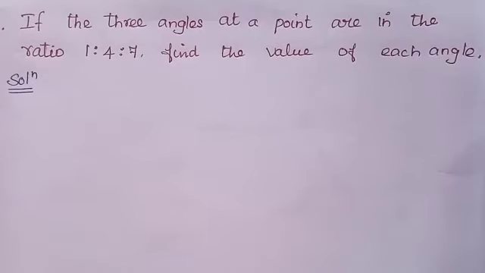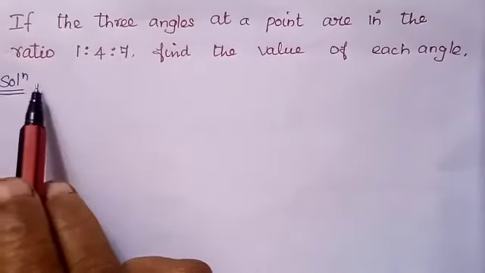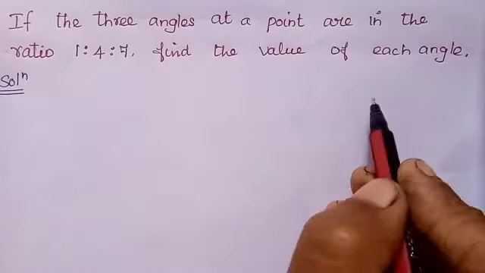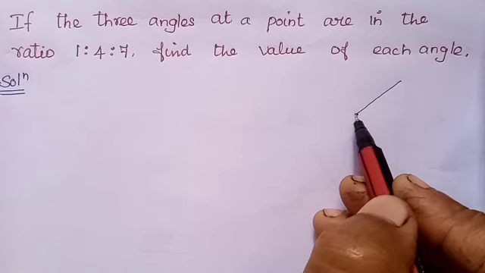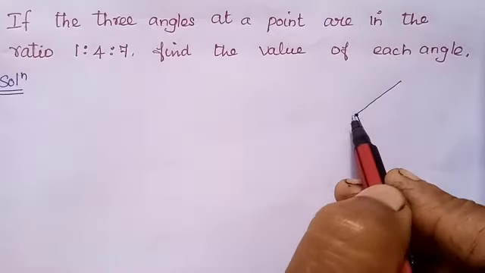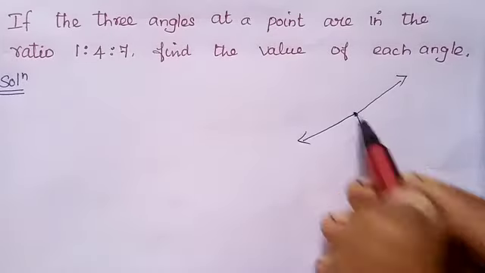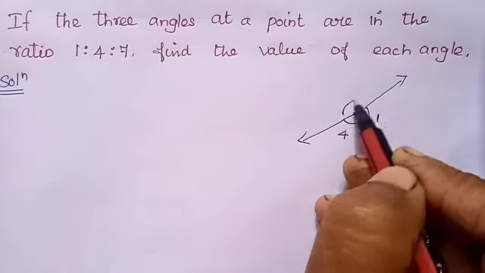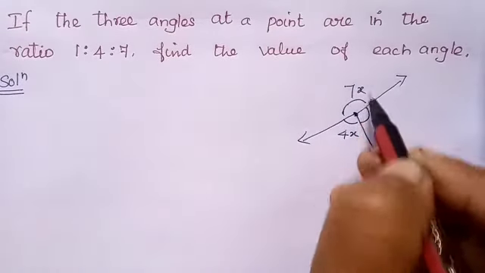Now listen, question number 6. If the three angles at a point are in the ratio 1:4:7, find the value of each angle. See here, this is one point. The angles are in the ratio here 1:4:7. Okay. So just we can write here, this is angle 1. Here 4. The another one is 7.